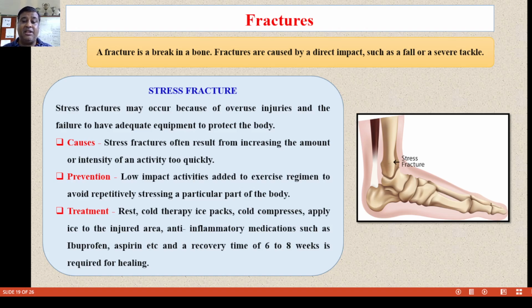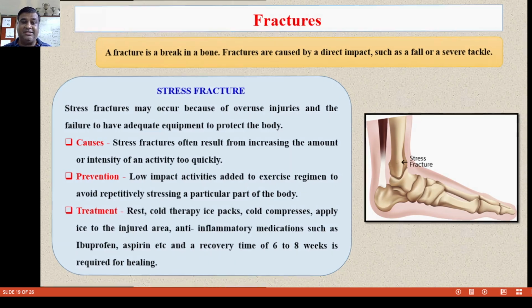What are the causes? Increasing the amount or intensity of activity too quickly. What is the prevention? Low impact activities can be added to exercise, to avoid repetitively stressing a particular part of the body. What is the treatment? Rest, cold therapy, ice pack, cold compression, applying ice to the injured area, anti-inflammatory medication such as ibuprofen, aspirin, and a recovery time of 6 to 8 weeks is required for the healing process.